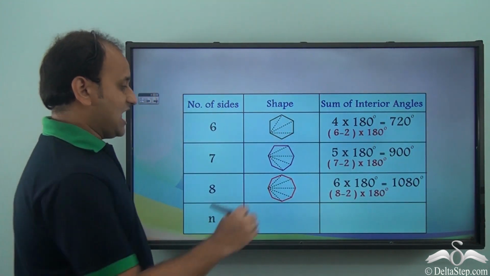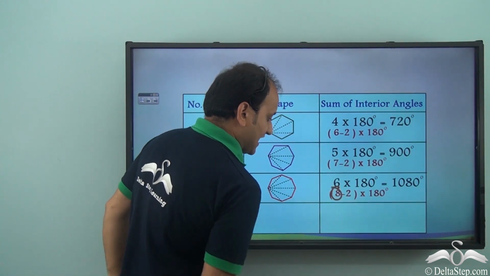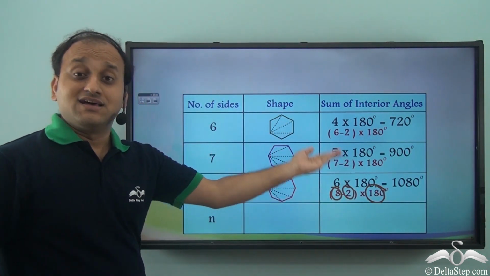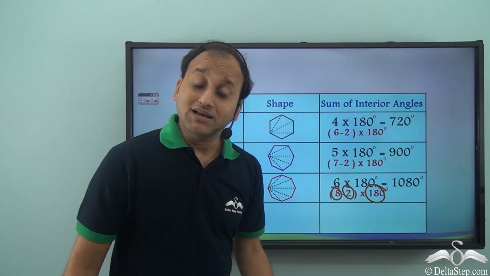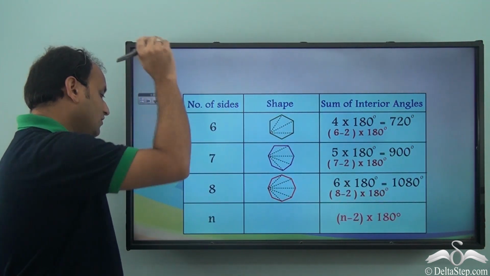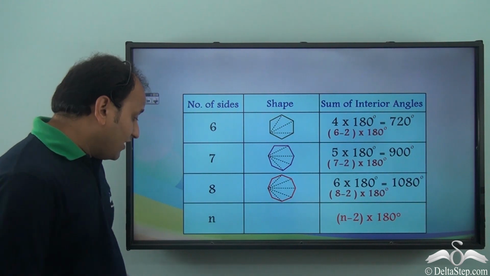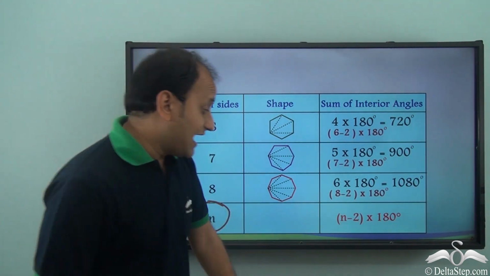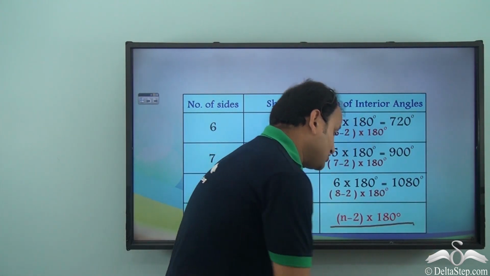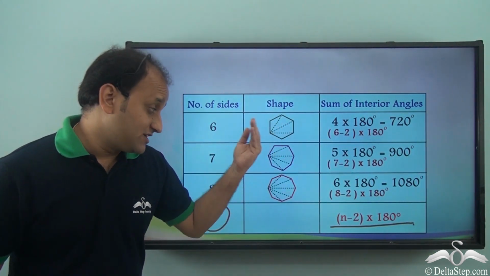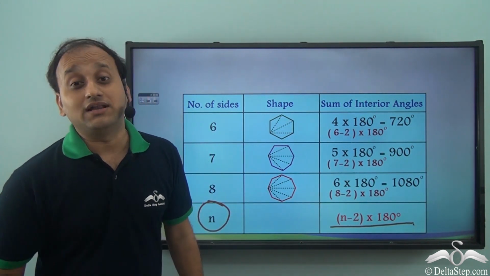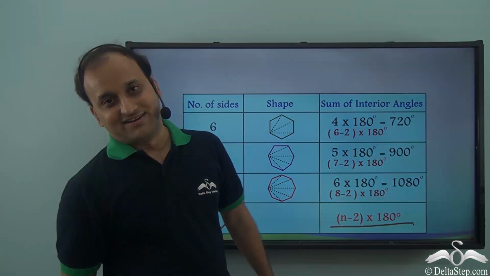So what do we see? Every time number of sides minus 2 into 180 gives us the sum of internal angles. So for an n-sided polygon, we have n minus 2 into 180 degrees. So using this formula, you can calculate the sum of the internal angles of any polygon.